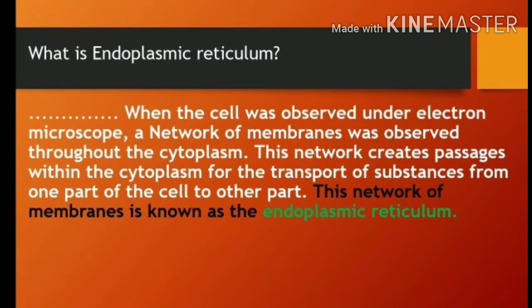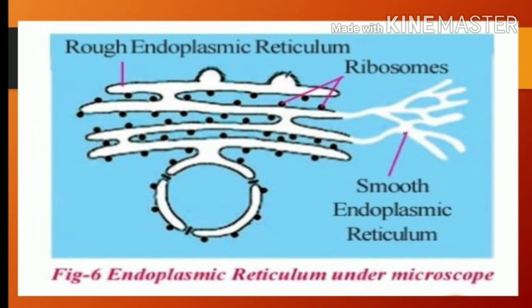When the cell was observed under the electron microscope, a network of membranes was observed throughout the cytoplasm. This network creates passages within the cytoplasm for the transport of substances from one part of the cell to the other part. This network of membranes is known as endoplasmic reticulum. Here you are seeing this slide which gives an example of how it appears under microscope. Okay?